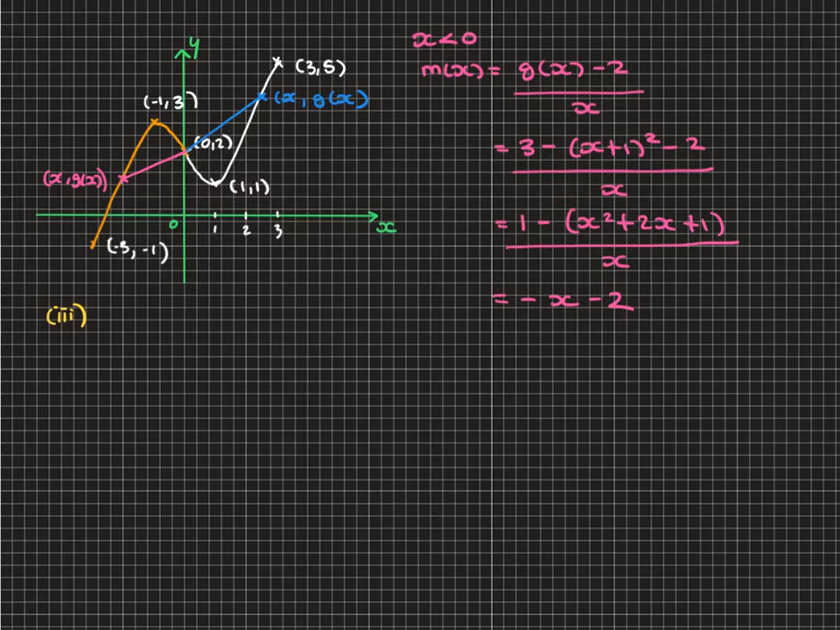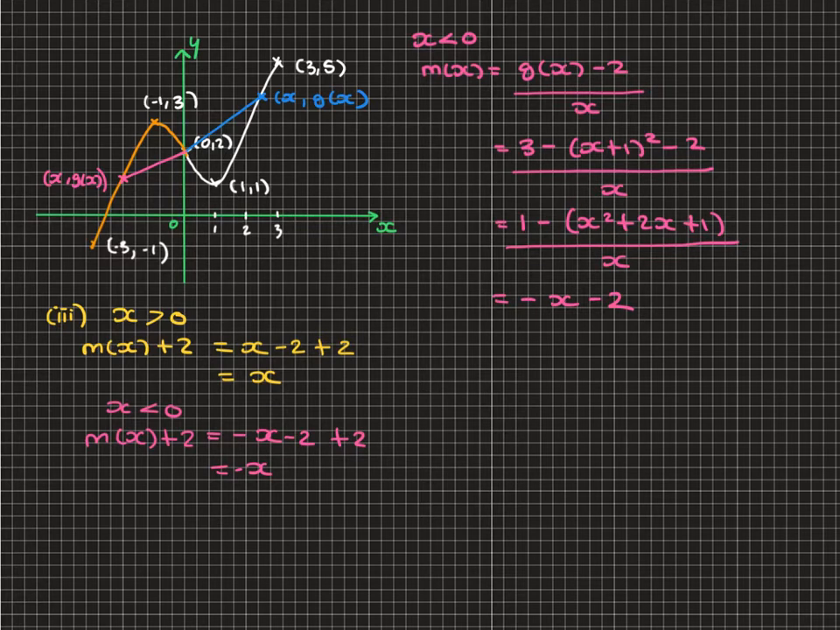So part 3, very simple. For x greater than 0, we have to find m of x plus 2. Well, we notice that m of x was equal to x minus 2, so we have x minus 2 plus 2, which just equals x. And then for x less than 0, m of x plus 2 will equal negative x minus 2 plus 2, which simplifies to give us negative x.